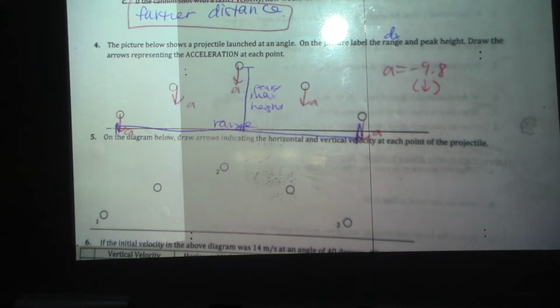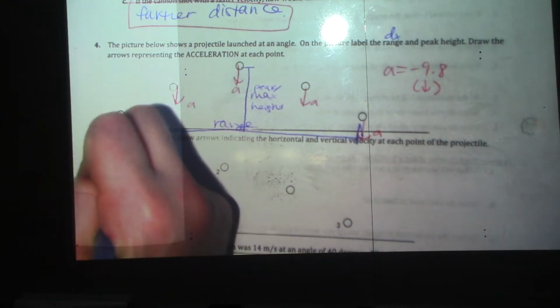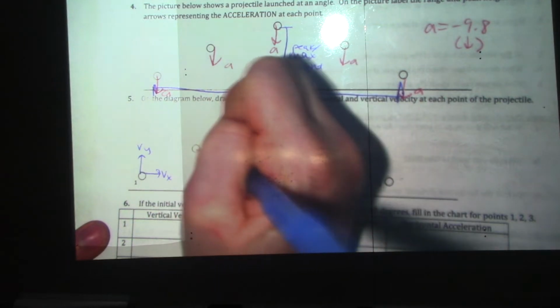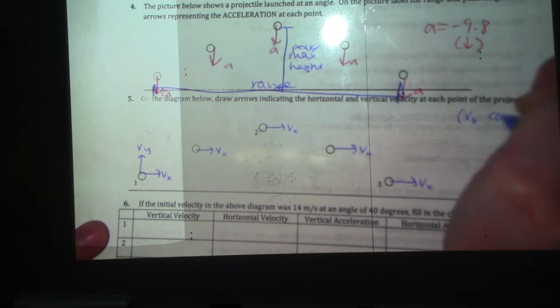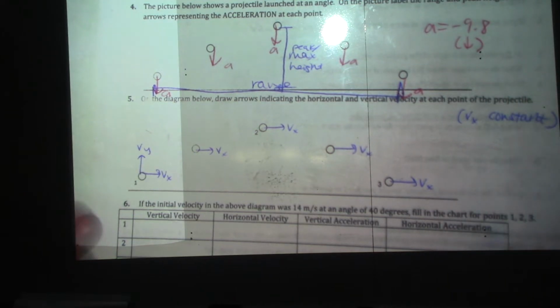So let's start with some Vx and Vy. X is easy because I know x is actually going to be the same at every single point. So Vx is going to stay the same because x velocity is constant. Vx is constant. My y velocity is not going to stay the same.